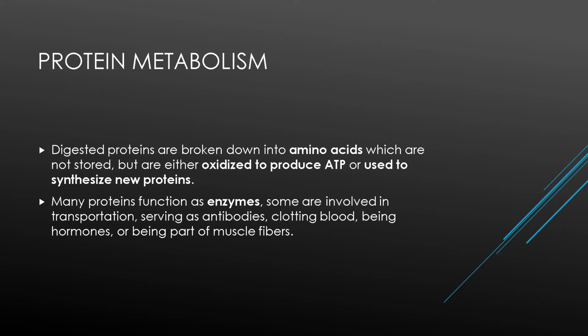Now let's move on to protein metabolism. So during digestion, proteins are going to be broken down into amino acids. Now, unlike carbohydrates and triglycerides, which are stored, proteins are not warehoused for future use. Instead, amino acids are either oxidized to produce ATP, or they're going to be used to synthesize new proteins for body growth and repair.